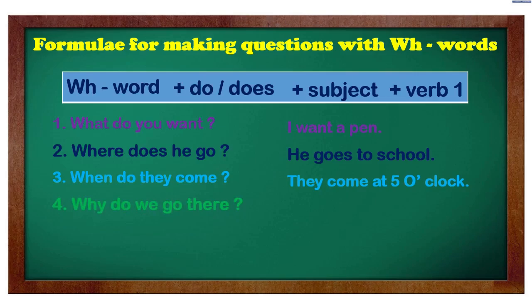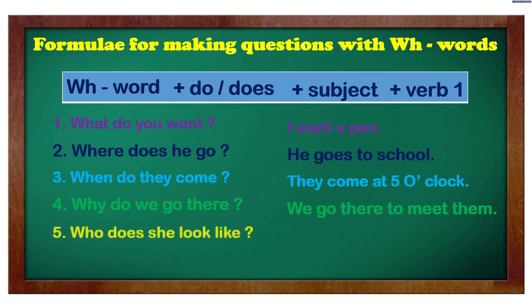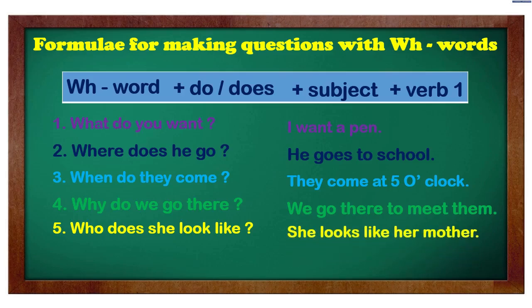Okay, next question, why do we go there? This question needs a reason, so we can give the answer like we go there to meet them. And the next question, who does she look like? This question needs the person she looks like, so we can give the answer like she looks like her mother. And the next question, how does she come? This question also starts with a WH word and it asks for an explanation, so we can give the answer like she comes by bus.